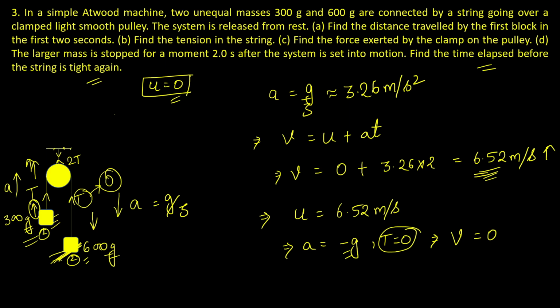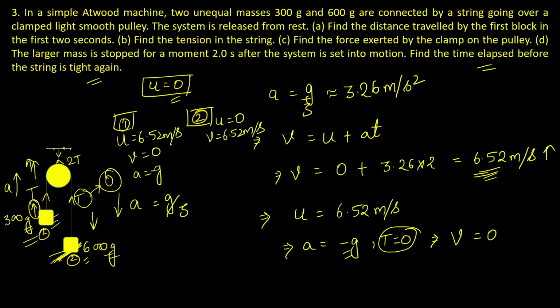Actually, this first system and this second system, let me draw like this. This is the first system, this is the second system. So this is going from u equal to 6.52 meters per second to velocity 0, and acceleration is minus g. This will have to go from u equal to 0 to v equal to 6.52 meters per second, and acceleration is plus g. And why this 6.52 meters per second? Because it is going to travel the same distance, x equal to, say, something k. You can actually find it from over here.